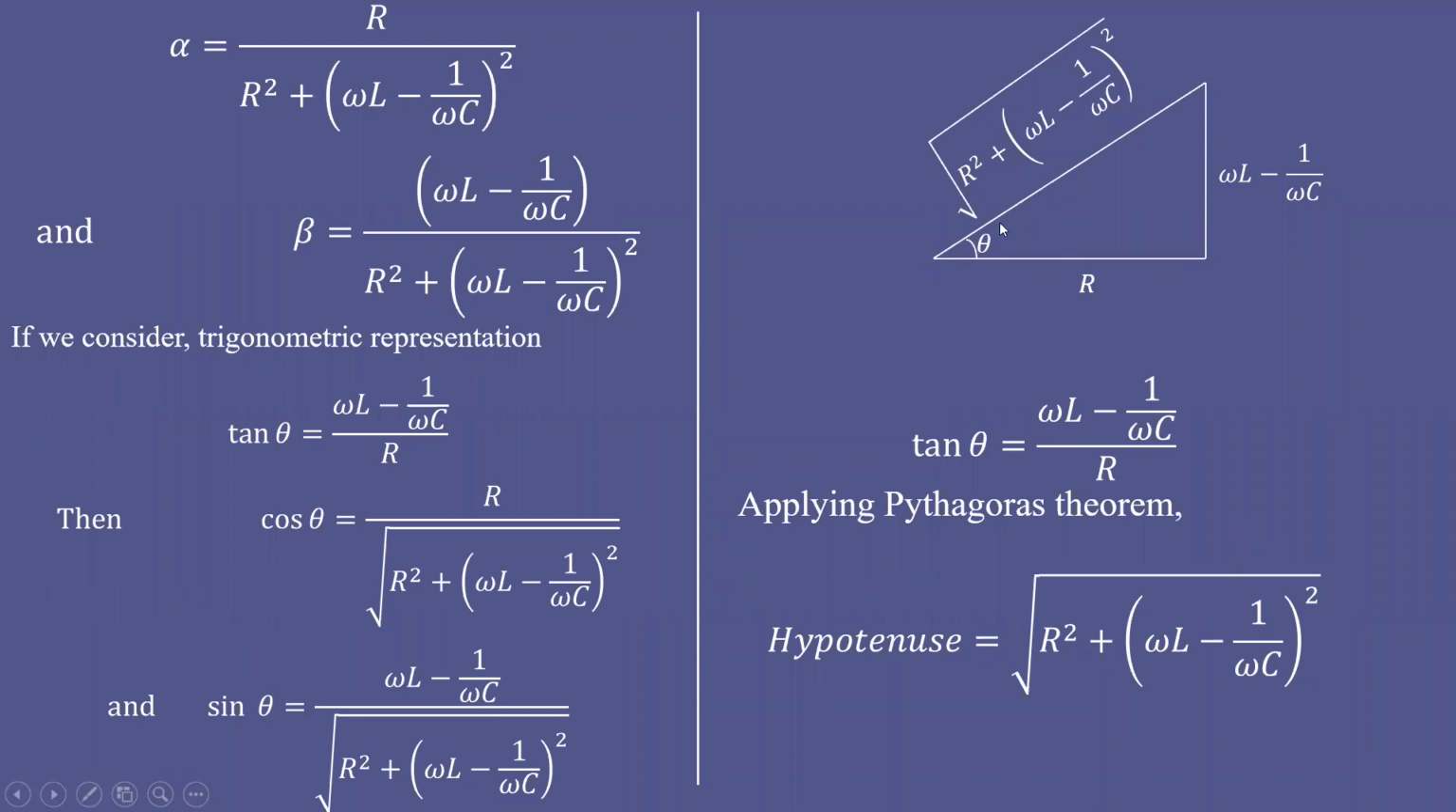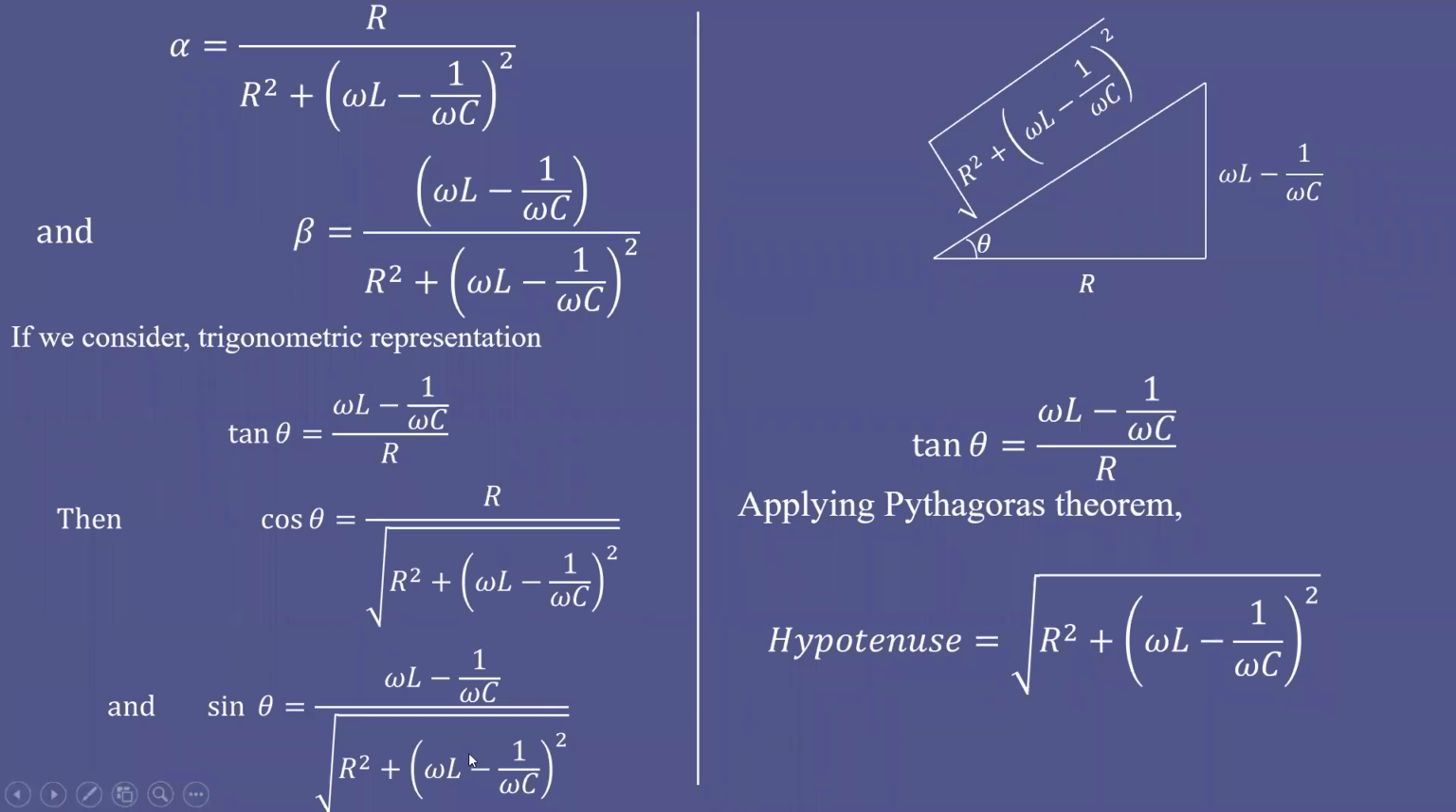Then what will be the cos theta? Cos theta is given by adjacent by hypotenuse. Adjacent is r, hypotenuse is the square root of r square plus omega L minus 1 by omega c the whole square. What is sin theta? Sin theta is given by opposite by hypotenuse. The opposite side is omega L minus 1 by omega c, divided by the hypotenuse.